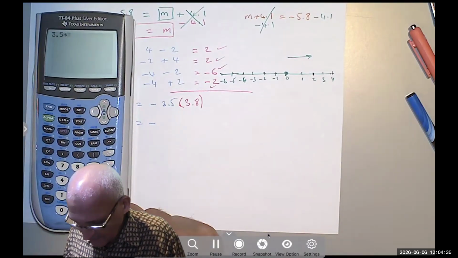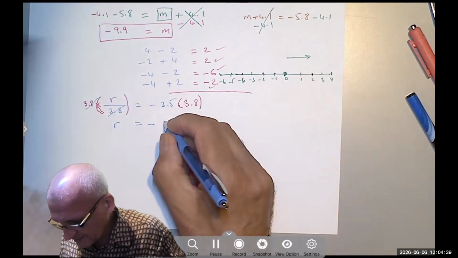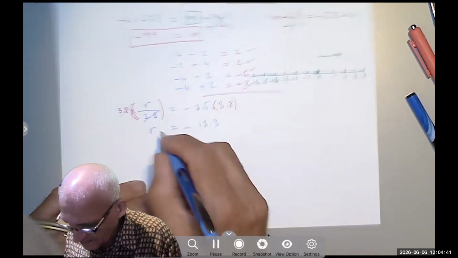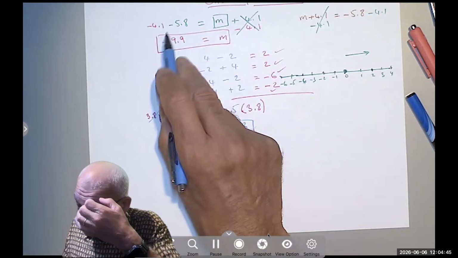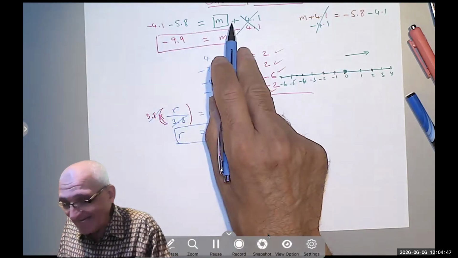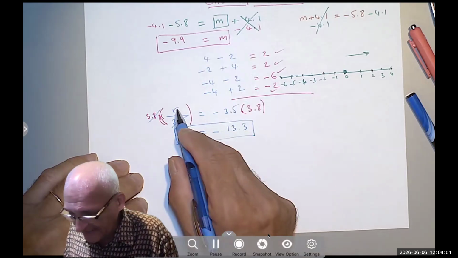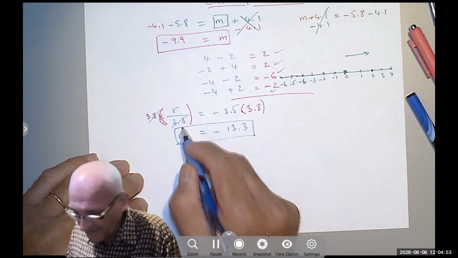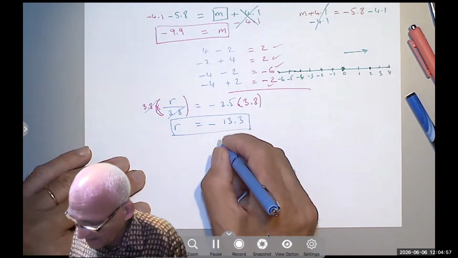3.5 times 3.8. Yes, it is 13.3. Here, I had something added to M, so I subtracted it. Here I had R divided by something, so I multiply by that thing. Always apply the inverse.